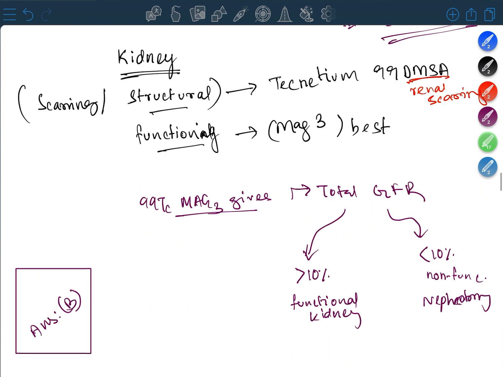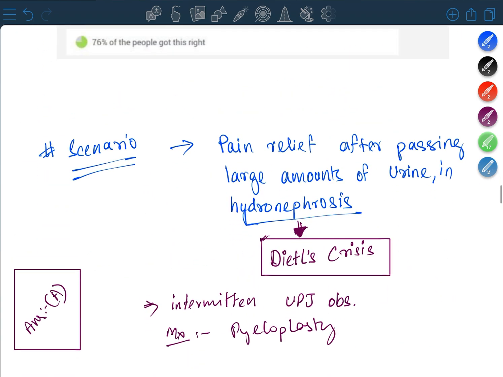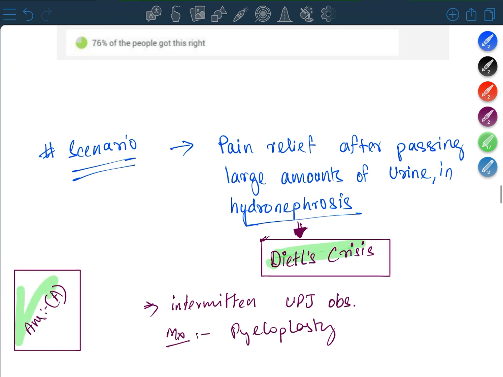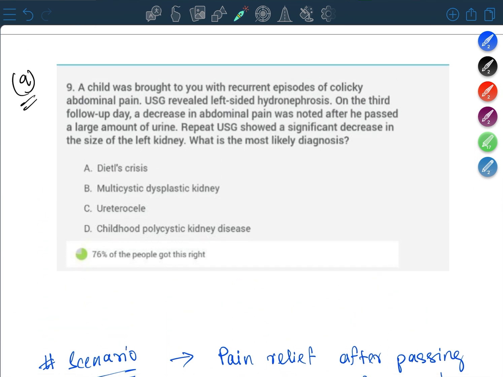Okay, and yes, forgot to mark it. This was answer B. Yes, and this one, Dietl's crisis. Answer is A. Remember the scenario: pain relief after passing large amounts of urine in a case of hydronephrosis. Intermittent UPJ obstruction, and the management is pyeloplasty. No, this is not multicystic dysplastic kidney. No, not ureterocele, not childhood polycystic kidney disease. They have recurrent episodes of decreased abdominal pain. This is Dietl's crisis. The pain will decrease.